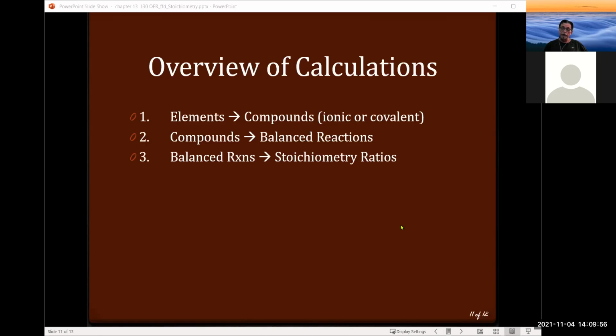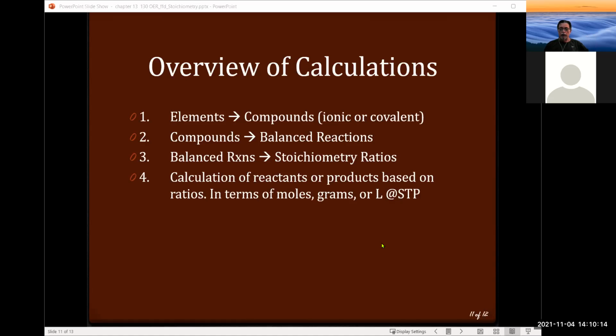And so then from the balanced chemical reactions, that represented what we have called the stoichiometry ratios. What is the relationship between the reactants? It could be a 1-to-1, 2-to-1, 3-to-1, or reactants and products and so forth, okay? You created these ratios. Once we know that, we did some examples of calculating reactants or products based on these ratios. And we calculated them in terms of either moles, grams, or volume if you are at STP, okay? And so you see how it's just extending here.